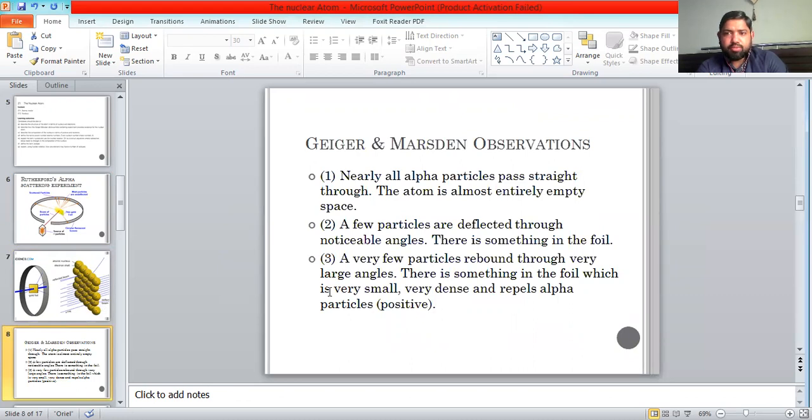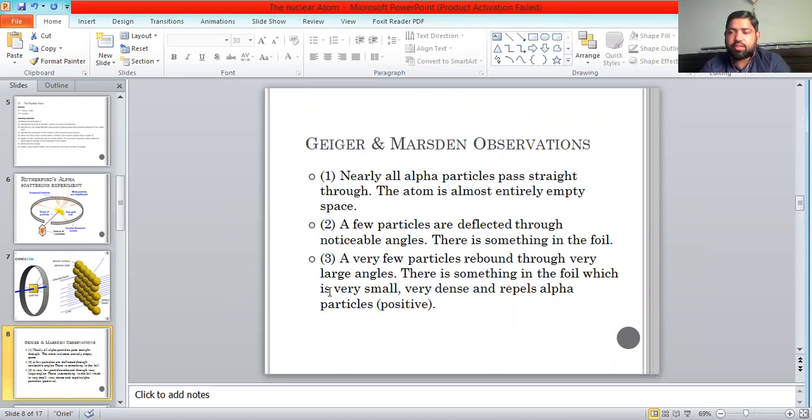Second, a few alpha particles are deflected through smaller angles. So it means there is something in the foil. Third, a continuation of this second observation, a very few particles rebound through very large angles. Now that rebounding can only be possible if there is a heavier entity there. For example, you have placed a basketball and you are throwing another ball on it.